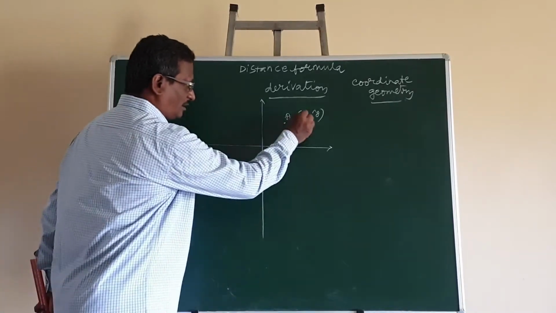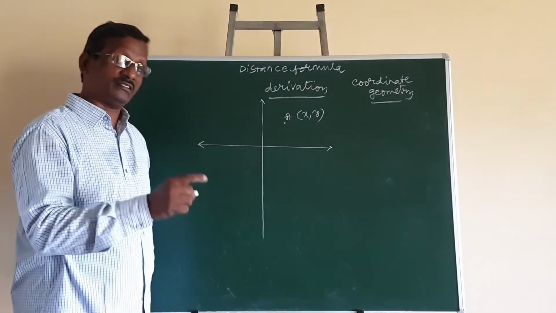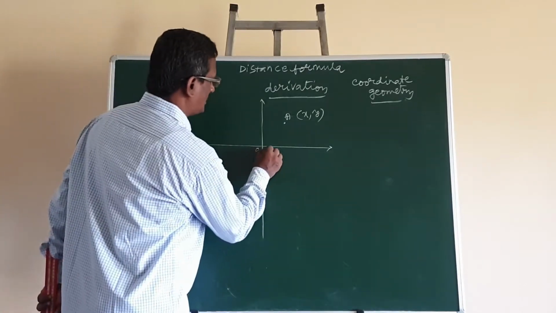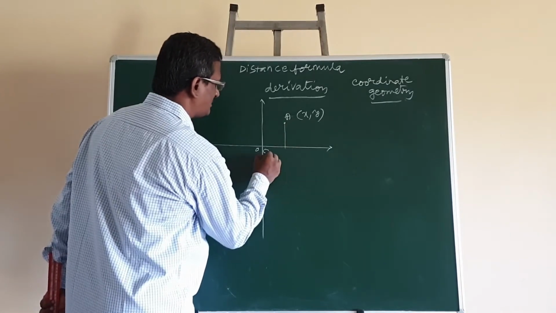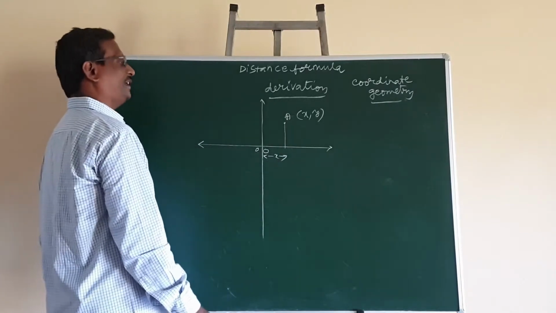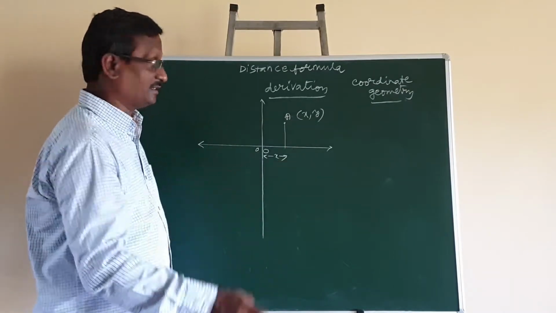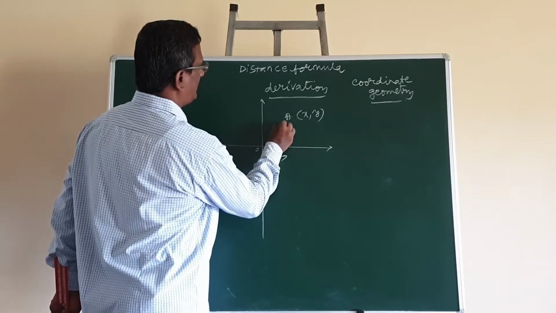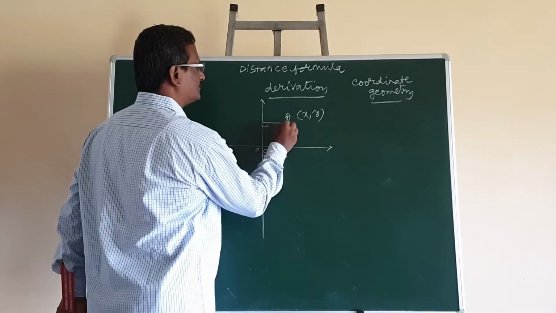Suppose the x coordinate of the point A is x. Then x is the distance of the point in the direction of the x-axis. For example, if you start from the origin, the distance of point A in the direction of the x-axis is equal to x. Or we can also say the x coordinate of the point A is the perpendicular distance from the y-axis in the direction of the x-axis.